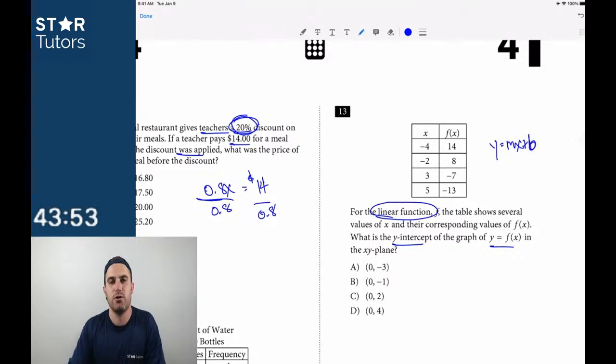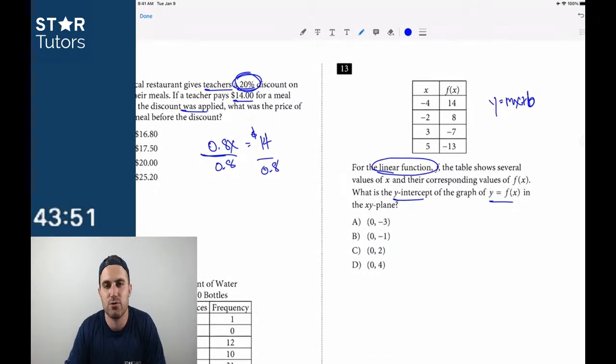There's two things that you can do. You can either graph this, just plot those points and graph it and it will become very apparent. Or you can say, for every value of x, we went over -2 here. That's the run. And we went up 6.